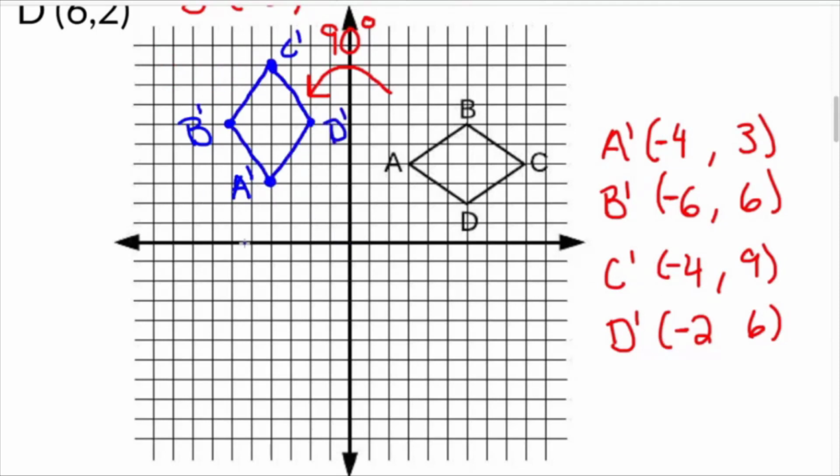So now we've graphed our new figure. You can see that our figure has been rotated 90 degrees counterclockwise. This is going to be the solution for our second problem on our rotation rules worksheet.